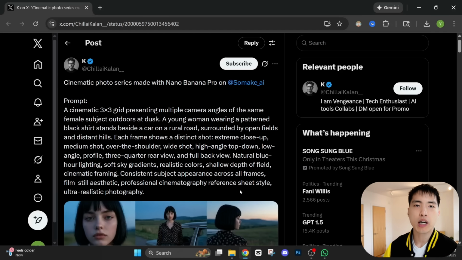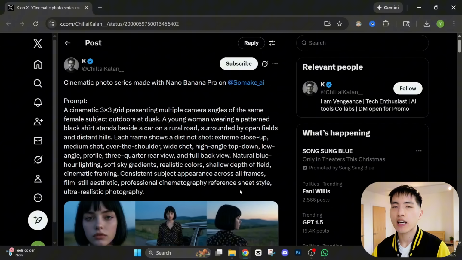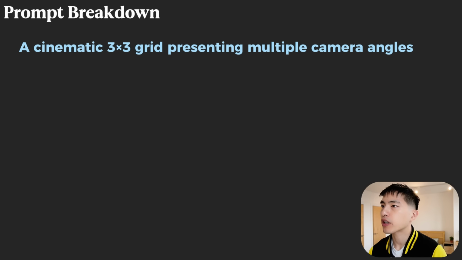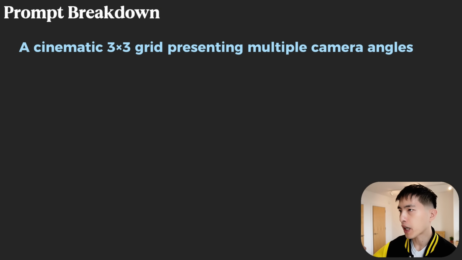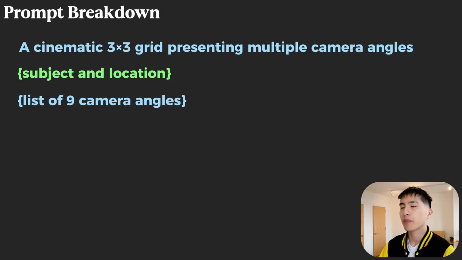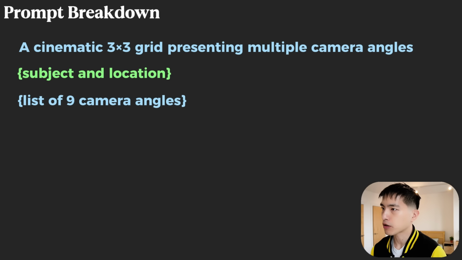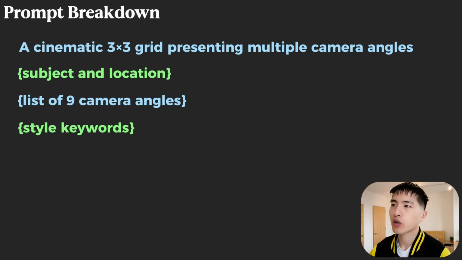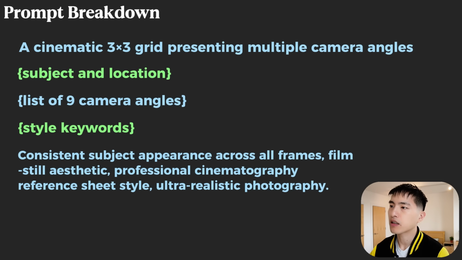In order to use a prompt like this effectively for our own purposes, we need to actually understand how it works. First, it starts off with a cinematic 3x3 grid presenting multiple camera angles. That's going to tell the AI we want an image grid. Then it's followed up with the description of the subject and the location. Next up is a list of all the camera angles. Then it's followed up with some style keywords. And it's followed up with consistent subject appearance across all frames with some other style keywords behind it.